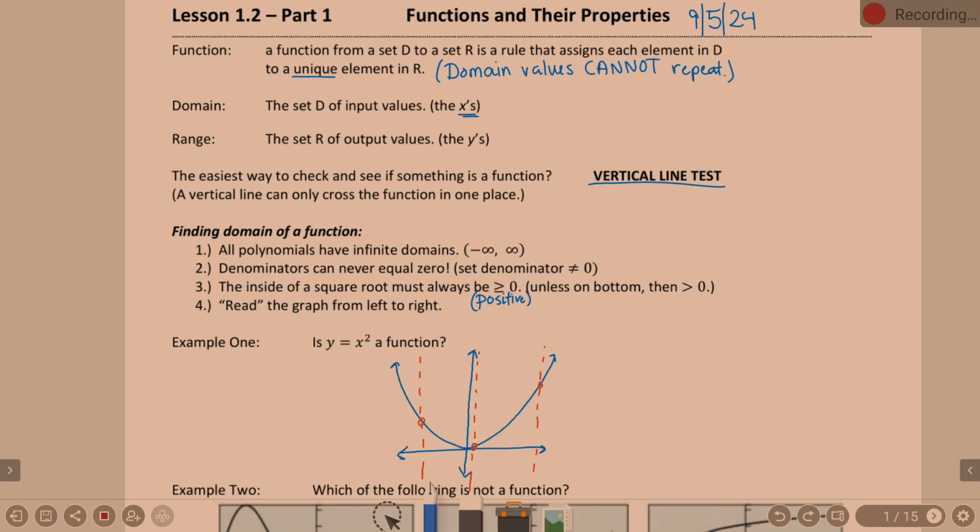Another option is to think about an x-y chart. If I put in -2 for x, what is y?